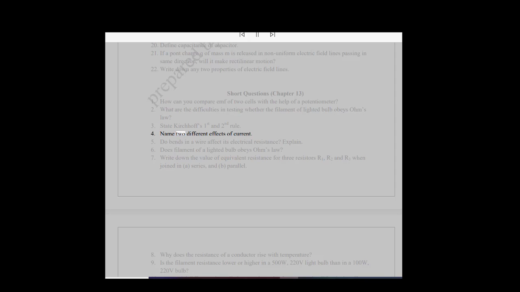4. Name two different effects of current. 5. Do bends in a wire affect its electrical resistance? Explain. 6. Does the filament of a lighted bulb obey Ohm's law? 7. Write down the value of equivalent resistance for three resistors R1, R2, and R3 when joined in A series and B parallel.